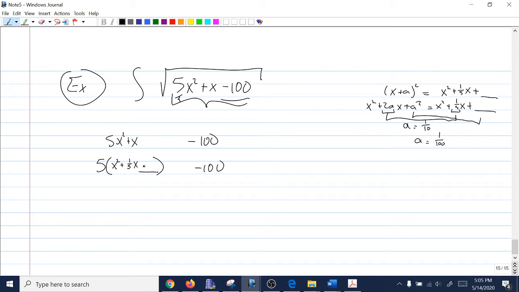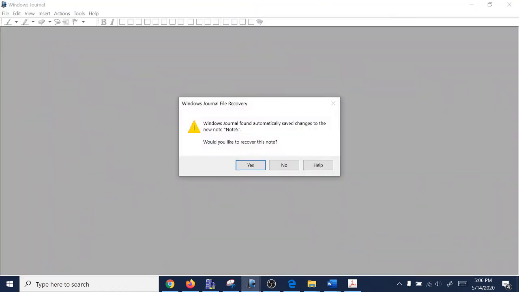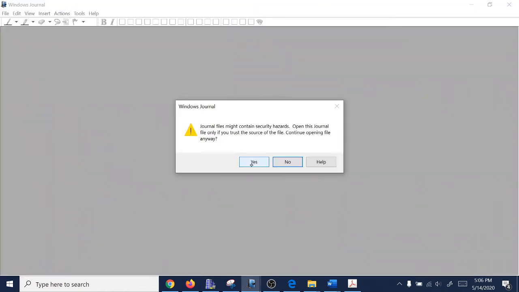I wish I had plus 1 over 100 there. I don't get to do that just because I love it. I need to not change the expression. I'll put plus 1 over 100 minus 1 over 100. That definitely hasn't changed the expression. Oh man, my stylus stopped working. Oh, nope, it wasn't my stylus. Man, that's the wrong time for the note to crash. I was right in the middle of junk.